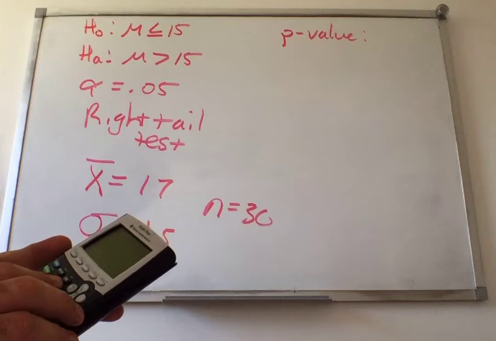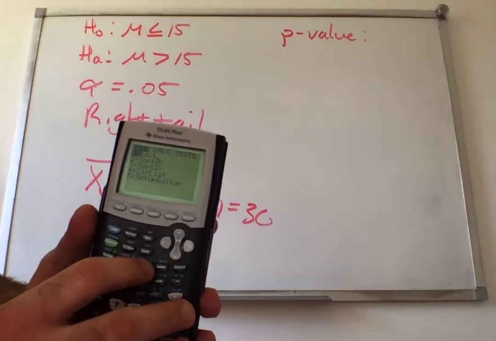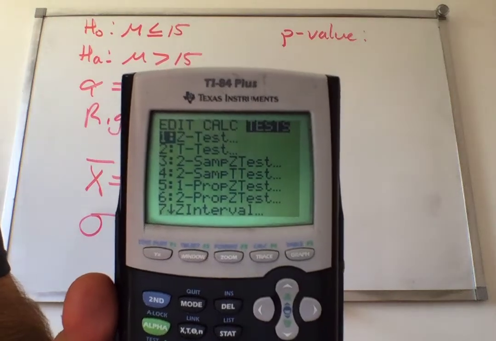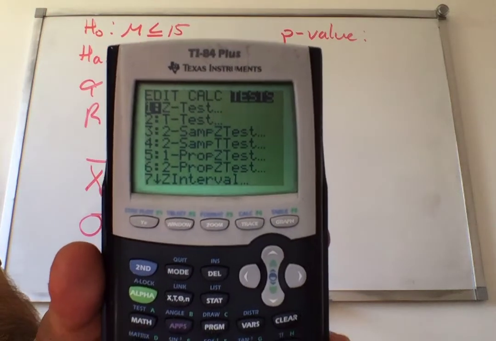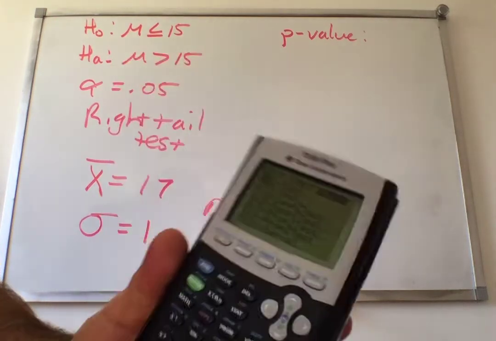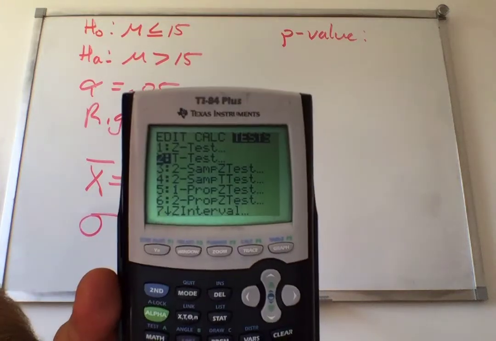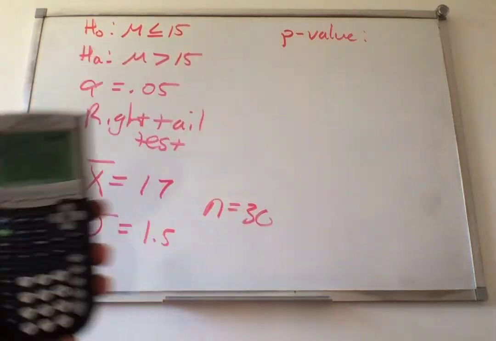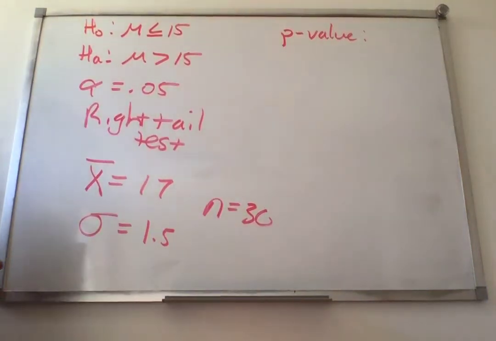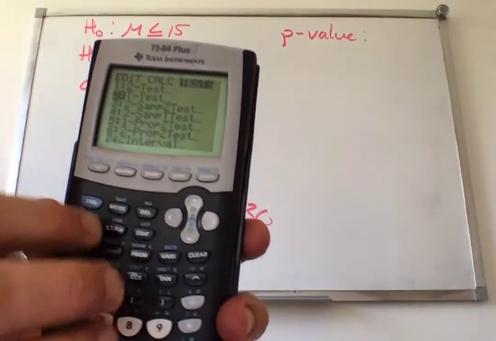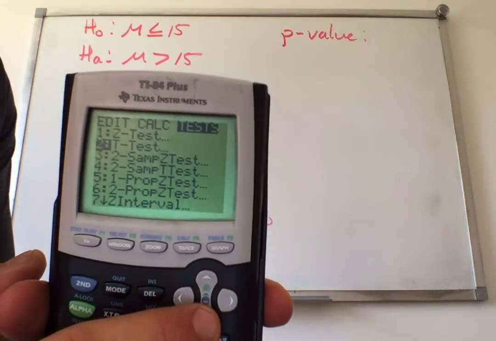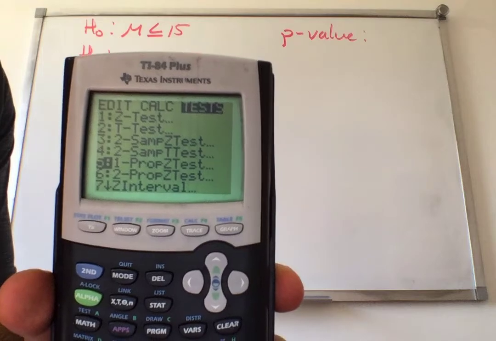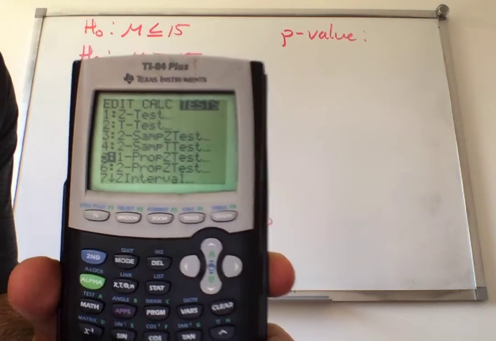Now, if you go to stat, just hit your stat button and go over to tests. It's the very first option. It says z-test, okay? If you look right below it, it says t-test. That is going to be for the next section, when we do not know the population standard deviation. We know the sample standard deviation. And then in the section after that, one proportion z-test. Okay, that's for when we have proportions.